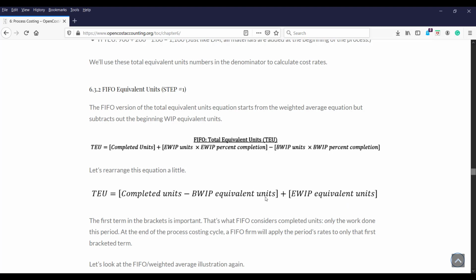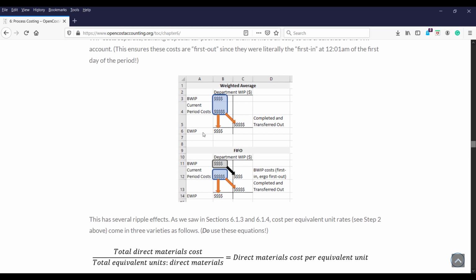So this is the only change. We really are just backing out the beginning WIP equivalent units, because we know that those costs are not going to go into here in FIFO. Those beginning WIP costs have a highway directly over to the credit side of the equation at the end of the period. And so when we're going to use the rate eventually to do all of the orange arrows, the rate that we are going to calculate with the total equivalent units in the denominator helps us do the orange arrow applications. So we don't need to include the equivalent units that represent this cost in that rate. So we're going to back it out from the denominator of the rate.